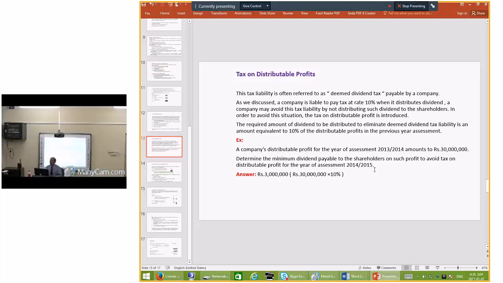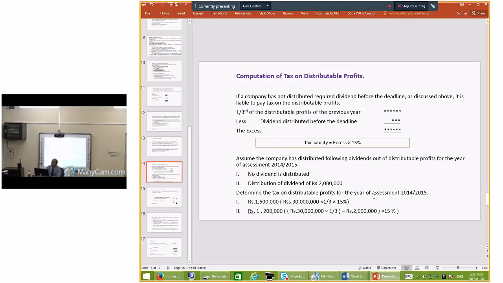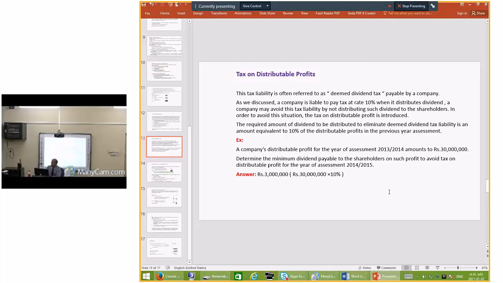Now we know the distributable profit. Then we are asked to determine, if the company wants to avoid the dividend tax, what is the amount of dividend to be declared. Then we know the relevant law. To avoid the dividend tax, the company should declare at least 1/10 of the previous year's distributable profit. Then 1/10 equals 3 million. Right, the answer is 3 million.